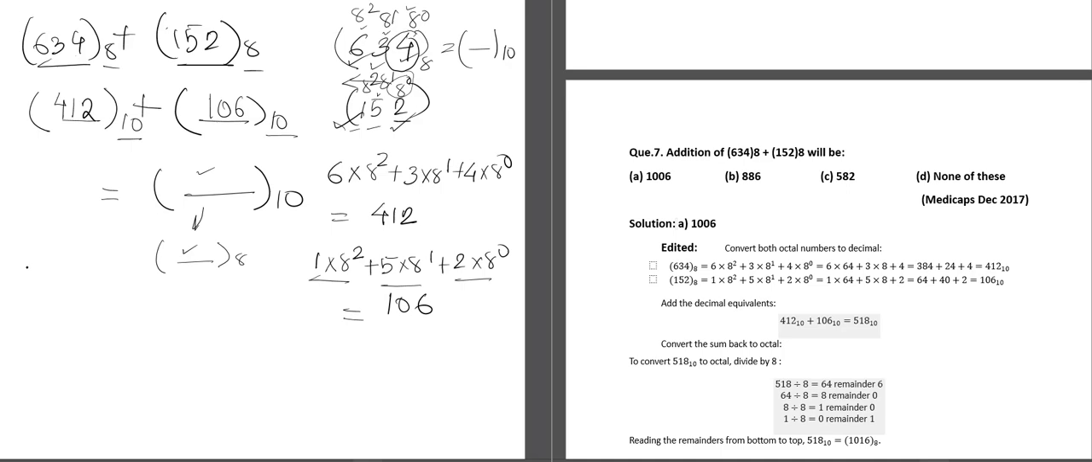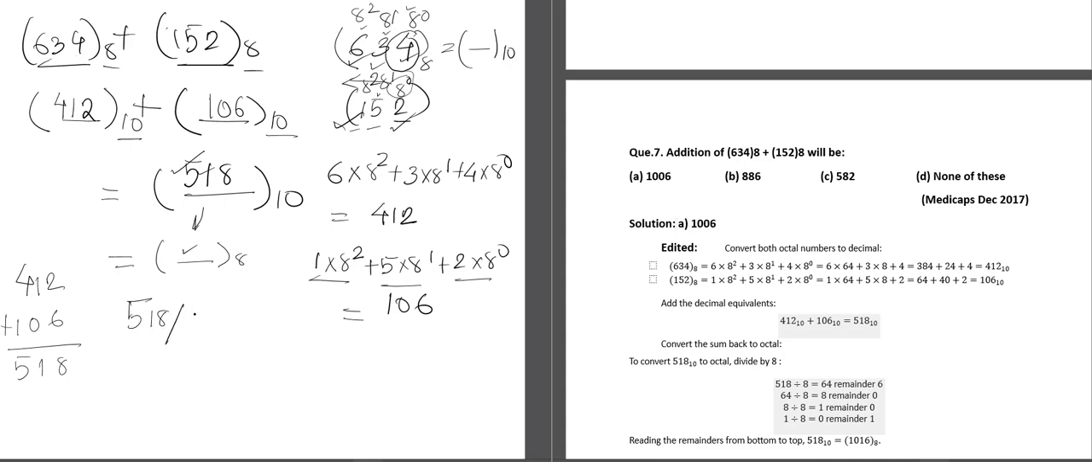So we pretty sure know the rules of decimal addition. 412 plus 106, it will give us what? 6 plus 2 is 8, 1 plus 0 is 1, 4 plus 1 is 5. So it will give us a decimal equivalent of 518. And then we need to convert this decimal number into its octal number. So to convert this decimal number into octal number, we need to divide this decimal number by 8, because 8 is the radix in octal number system. So let us start the division.